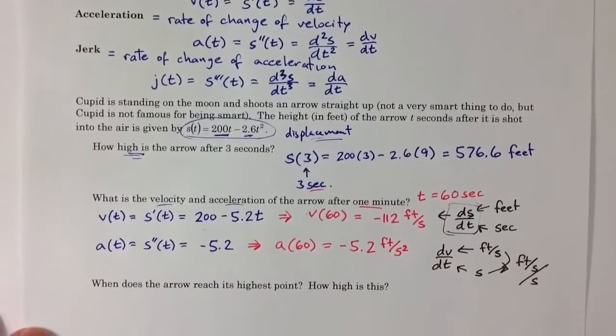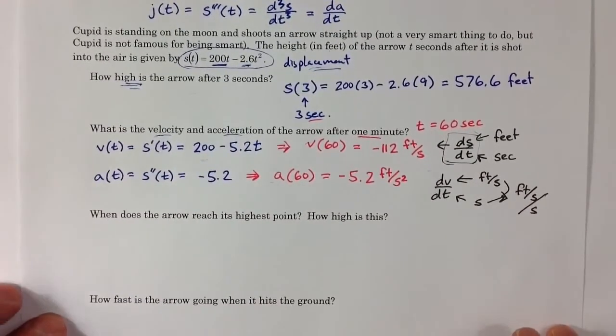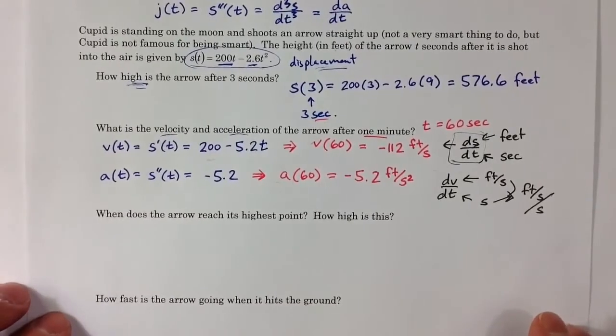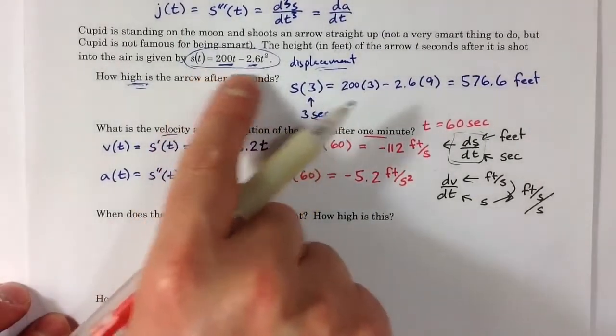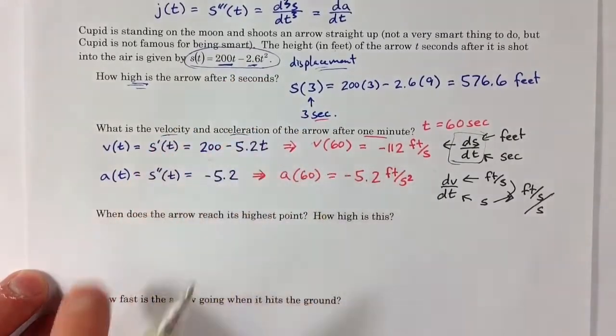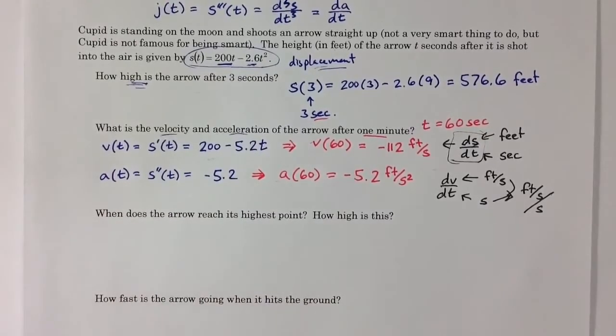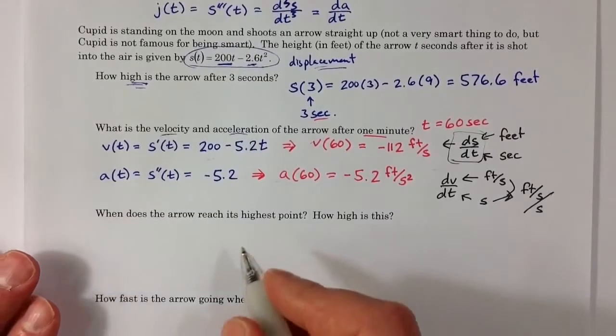So another question, the next couple questions kind of put together a couple of these functions. So we have a displacement function that describes the height of the arrow, and from that we can find the velocity and the acceleration functions. Some of the questions that we might be interested in an applied situation might put these different pieces together. So for example, when does the arrow reach its highest point?